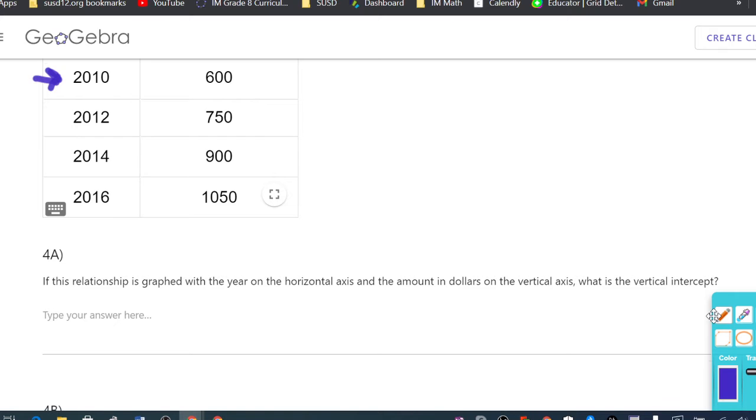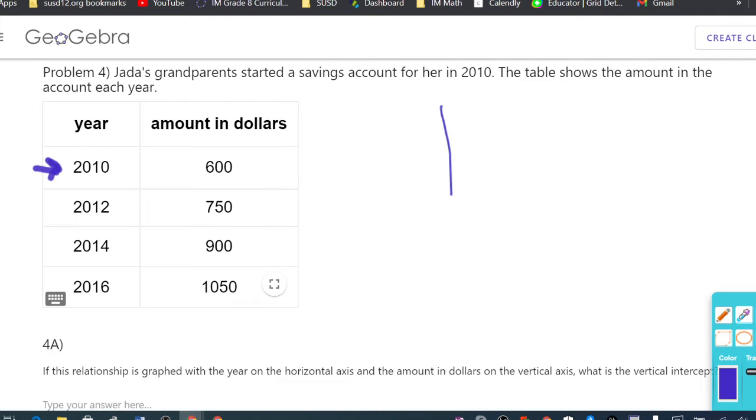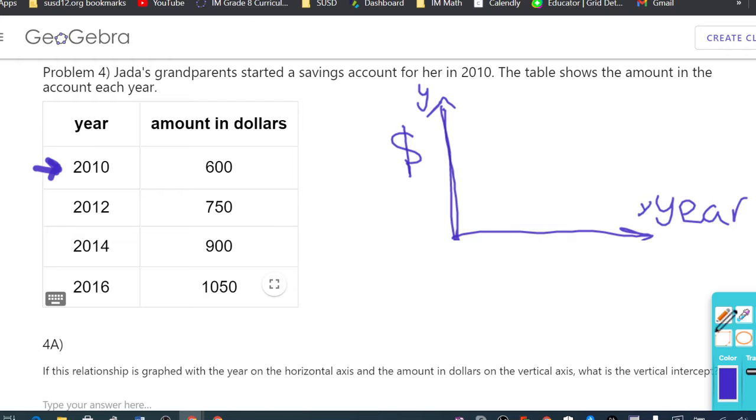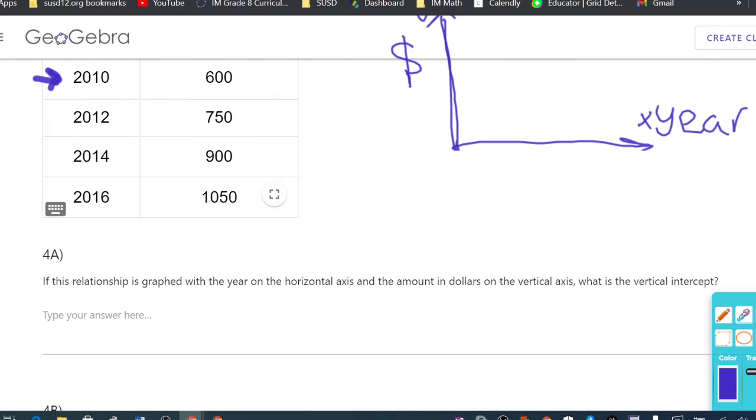Okay, let me just draw those axes real quick. Right here. Uh-oh, is this pen going to work? It stops right there for some reason. Well, fine. Okay, so on the vertical axis, what did they say? The year on the horizontal axis. Okay, this is the year on the x-axis, and the amount in dollars on the vertical axis. So y equals dollars, x equals year. What is the vertical intercept?